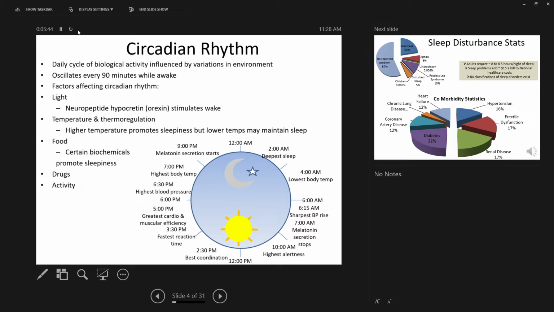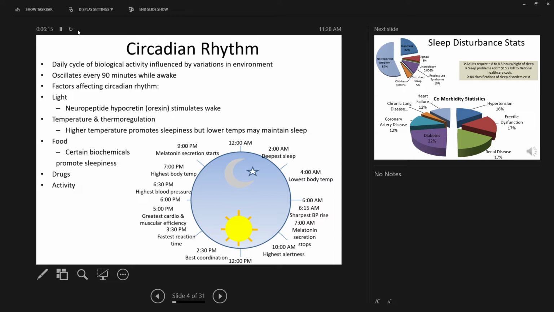When the retina recognizes light, a neuropeptide called hypocretin, which is also called orexin, is secreted, and this stimulates the wake cycle. Temperature and thermoregulation. Higher temperatures tend to promote sleepiness, but lower temperatures might maintain sleep. So some of you might notice that when it's really hot outside, it's harder to sleep throughout the night, but you do get sleepier earlier.